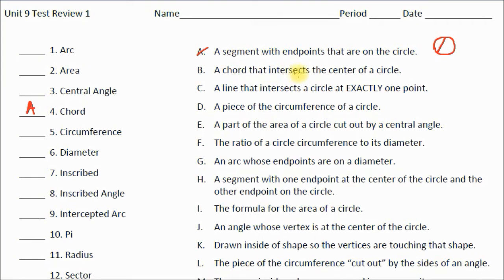Letter B, a chord that intersects the center of the circle. Well, if we have a chord that goes through the center, that would have to be a diameter. So that's going to be letter B.